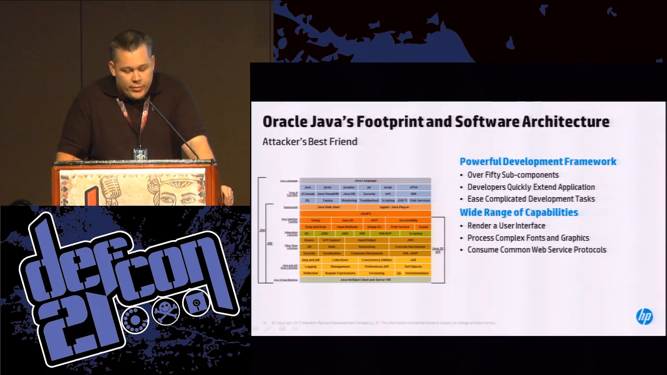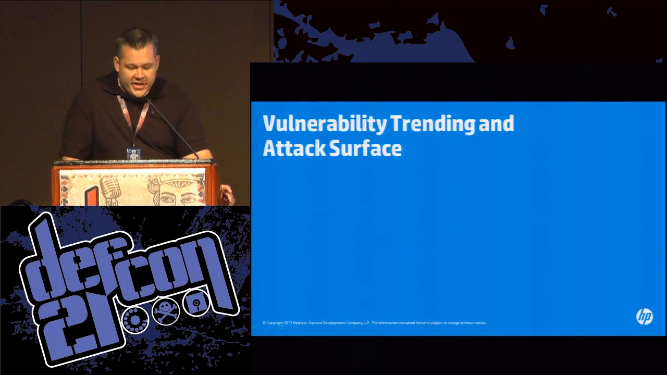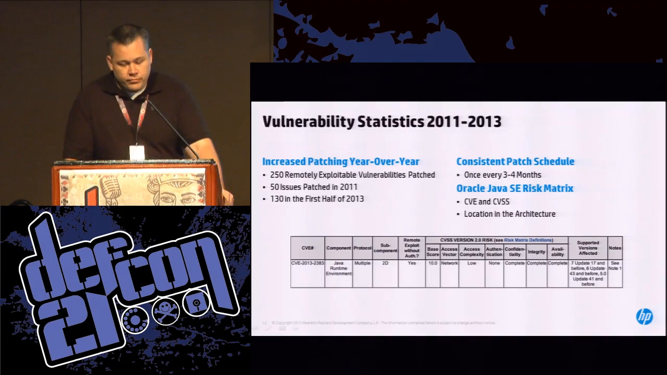And the library subcomponent, the actual lang and util components, provide the basic functionality for almost every application that's out there. So there is a wide range of capabilities, and it allows developers to quickly implement complicated tasks and deploy applications quickly. Kind of write once, run everywhere. But let's look at the vulnerabilities themselves.